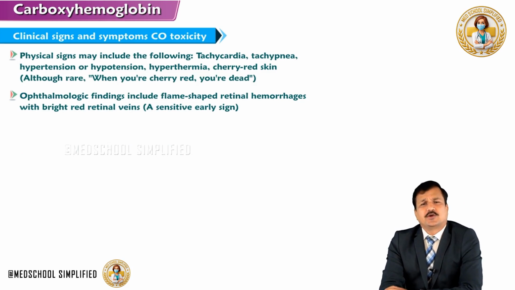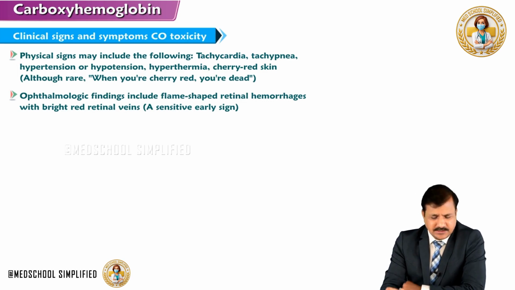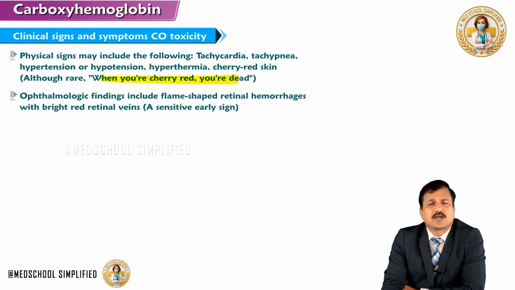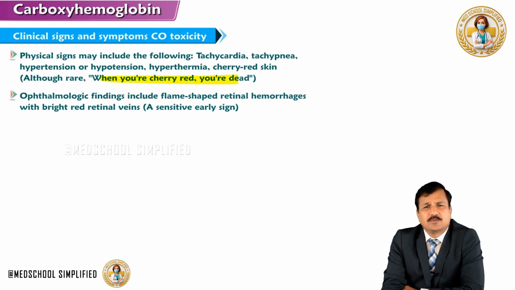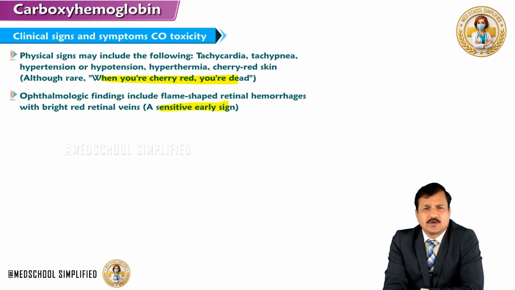Physical signs may include tachycardia, tachypnea, that is increase in the heart rate, increase in the respiratory rate, hypertension or hypotension, hyperthermia, cherry red skin, although a rare finding, like when you are cherry red, you are dead, that kind of sign. The cherry red coloration is because of the change in the color of carboxyhemoglobin from bright red to cherry red. The ophthalmological findings include flame-shaped retinal hemorrhages with bright red retinal veins, which is a very sensitive early sign for carbon monoxide toxicity.